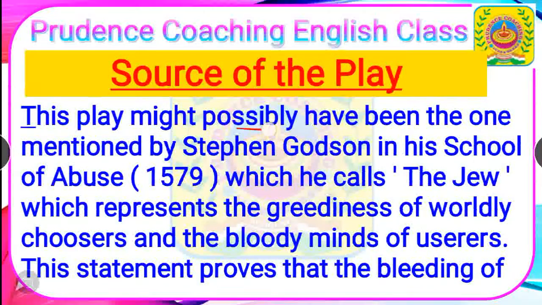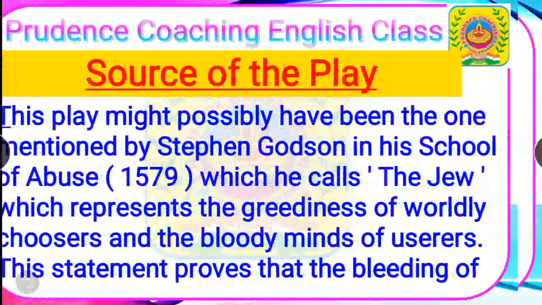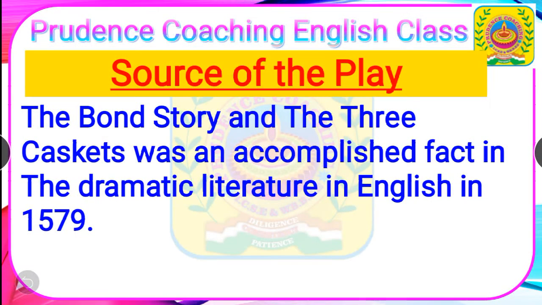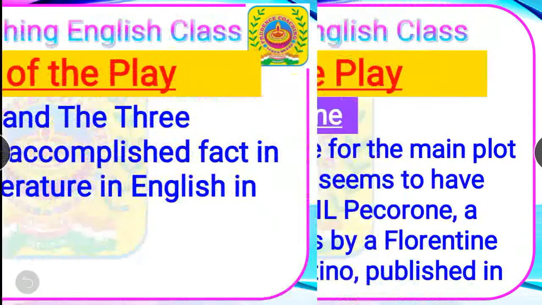The play might possibly have been the one mentioned by Stephen Gosson in his School of Abuse, which was published in 1579, which he calls The Jew, which represents the greediness of worldly choosers and the bloody minds of usurers. This statement proves that the bleeding of the bond story and the three caskets was an accomplished fact in the dramatic literature in English in 1579.